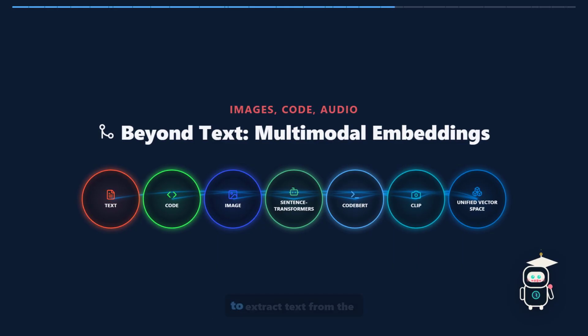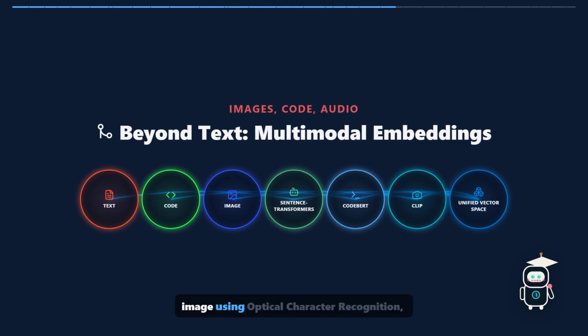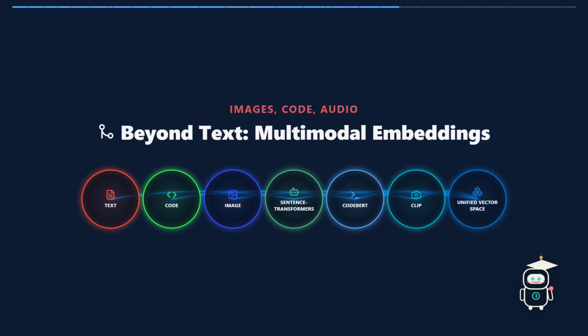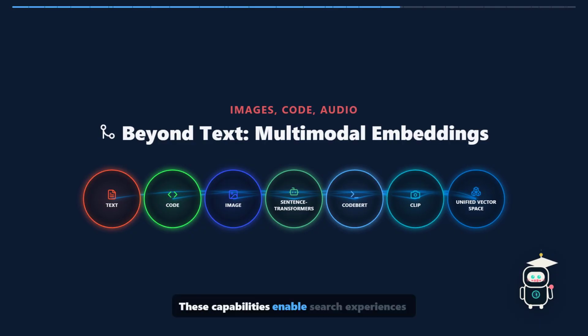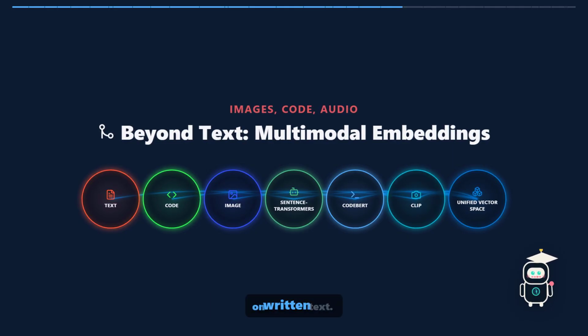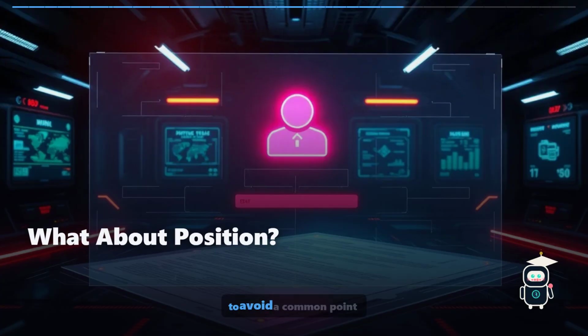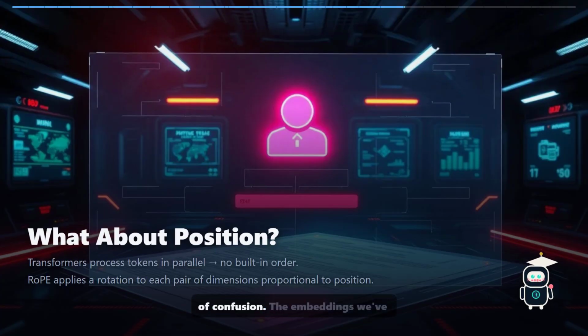Another approach is to extract text from the image using optical character recognition, or OCR, and then generate standard text embeddings for retrieval. These capabilities enable search experiences that work across multiple data types instead of relying solely on written text. Before we continue, it's important to avoid a common point of confusion.